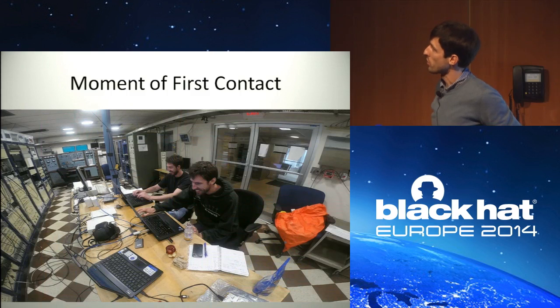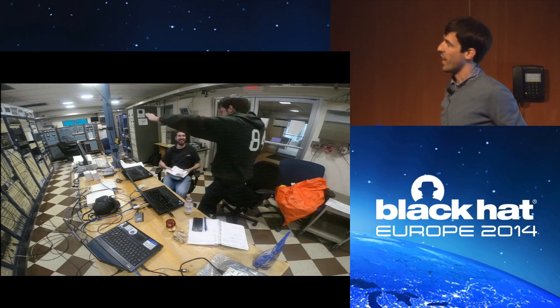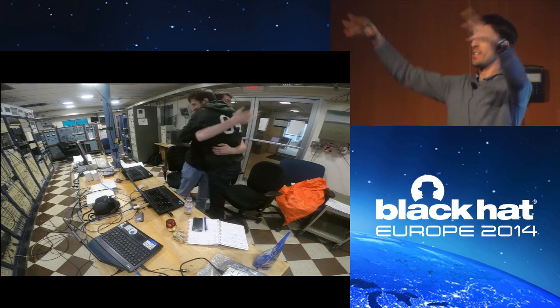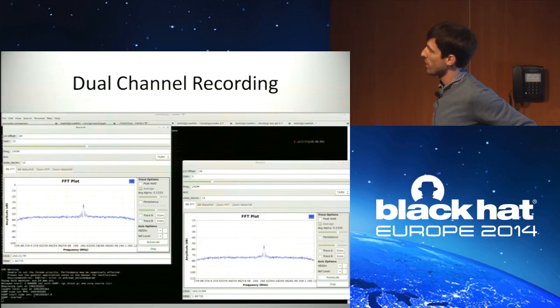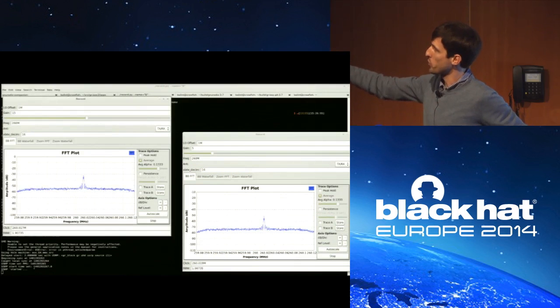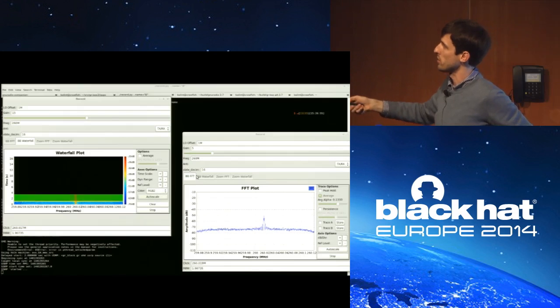And then, sort of the moment of truth, that was when that unmodulated carrier suddenly became modulated with the telemetry from the space probe. So that was a big milestone in the project. We turned them on for both transponders, and you can see them being received there through the radio telescope, through the two USRPs.